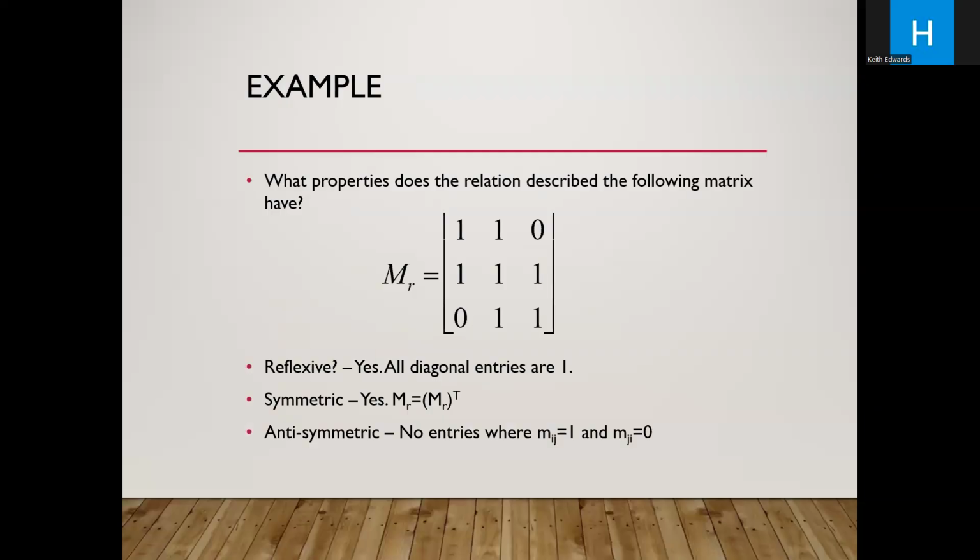So what properties does the relation described in the following matrix have? Well, is it reflexive? Yeah, all those diagonals are 1. Is it symmetric? Yeah. If you turn it on its side, you get the same matrix, and so it is symmetric. The matrix is equal to its transpose, and there aren't any entries where an individual entry m_ij is equal to 1 and m_ji is equal to 0. So it's not anti-symmetric.